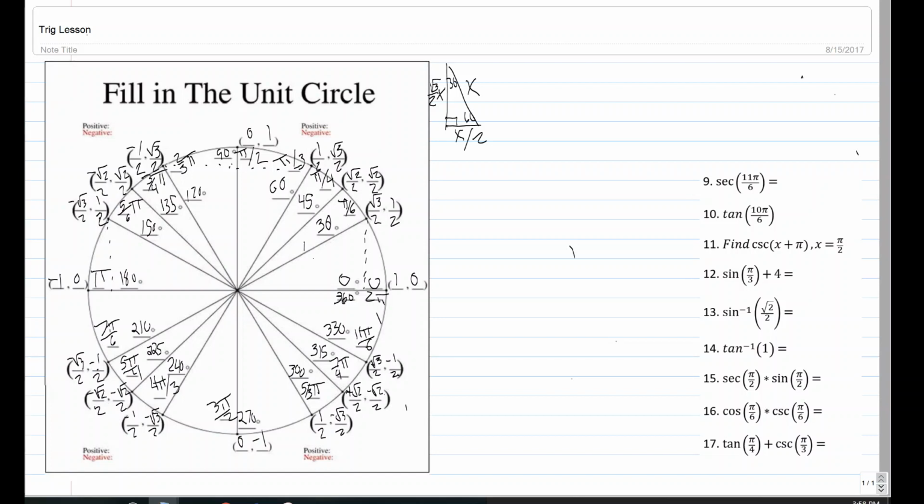All right, and that's the unit circle. We're going to use this to solve problems in just a little bit, but yeah, that's how you fill that thing in.